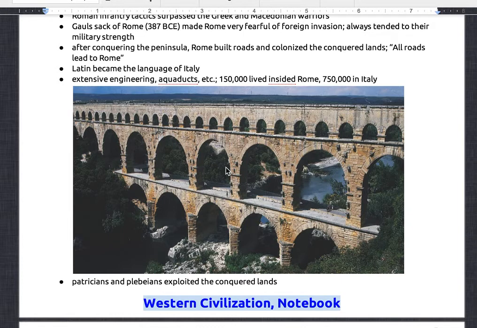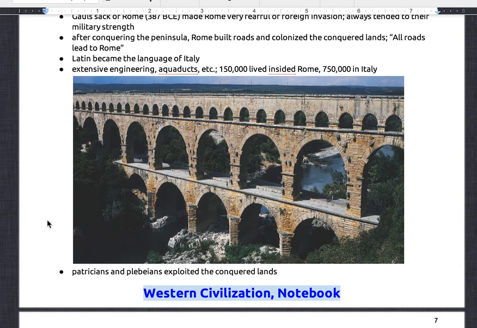Here's a picture of the Roman aqueducts to bring water from the Alps all the way into the Roman city. Huge, expansive and extensive infrastructure. This allowed for as many as, in the 4th century BCE, as many as 150,000 people lived inside the city of Rome, and maybe 750,000 people in all of Italy under Roman control. Some of these aqueducts to this day carry water from the Alps into the city of Rome to be used. So we're looking at over 2 millennia old and still working just fine.